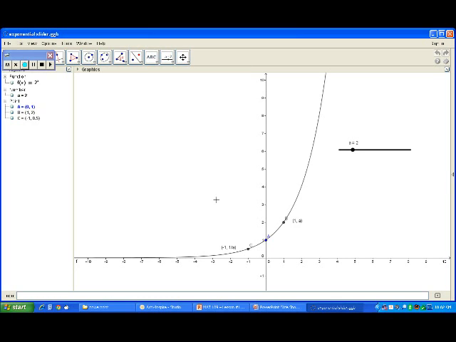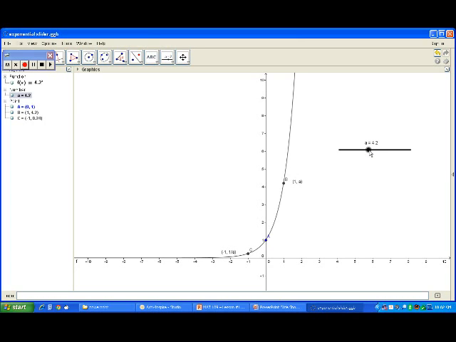What if I use a different base? What if I use a equals 3? Still the same sort of shape. It still goes through the point 0, 1. It now goes through 1, 3, and minus 1, 1/3. So it doesn't matter what my base is. It's always going to go through those points. And so that's what it looks like if you have a base greater than 1.